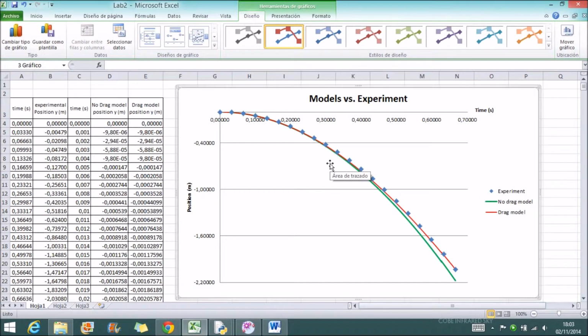In this graph, we observe the experiment versus the no drag model and the drag model. The no drag model has a different last position. The drag force model is almost equal to the experimental curve. We conclude that the model works well. Note that for intermediate times, there is a little difference between the two graphs.